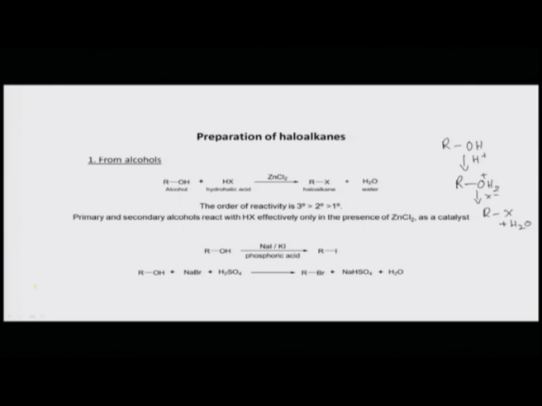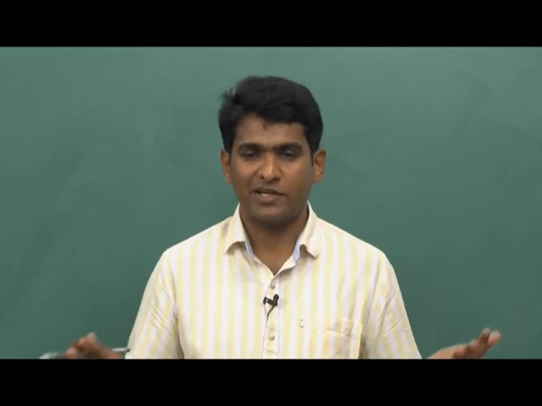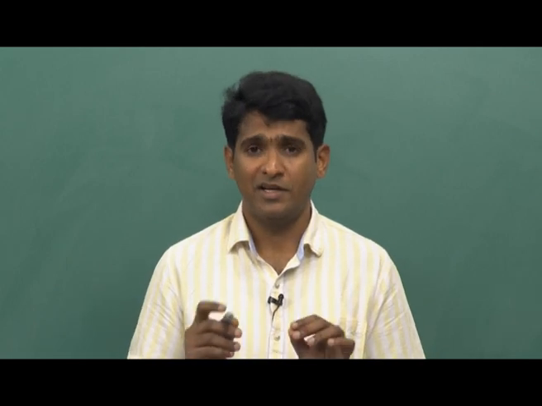Now, not all alcohols give you the reaction with the same ease. The general order of reactivity is tertiary reacting faster than secondary, reacting faster than primary, and methyl reacting the slowest. Primary and secondary alcohols react with HX, that is hydrohalic acids, effectively only in the presence of zinc chloride as a catalyst. Otherwise the reactions do happen, but they are extremely slow. You may have to heat it, you may have to leave the reaction for a longer time, whereas tertiary alcohols would react immediately with HX.